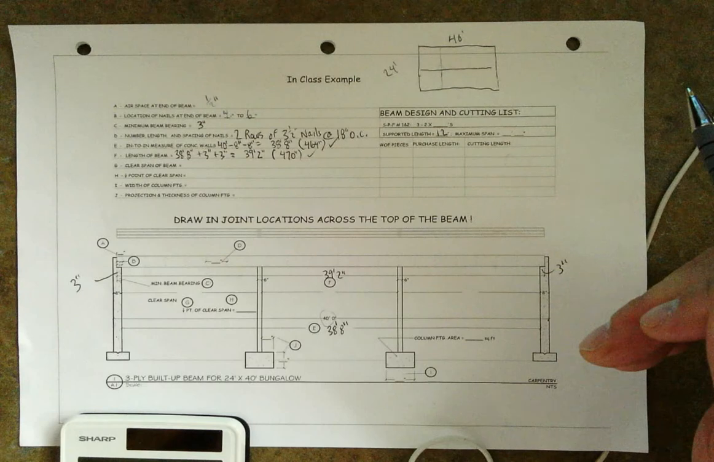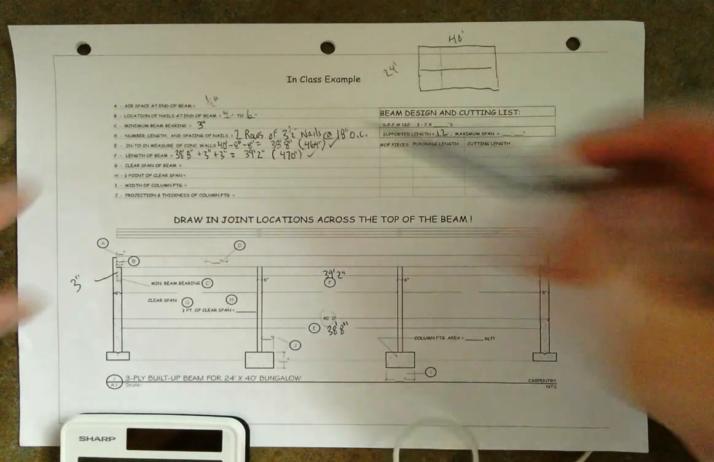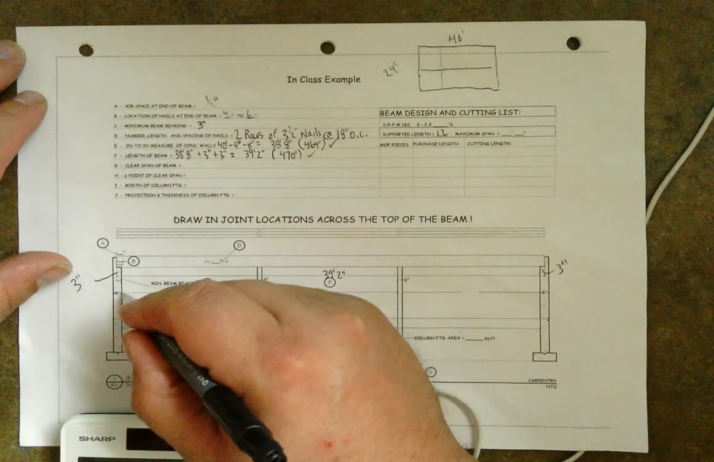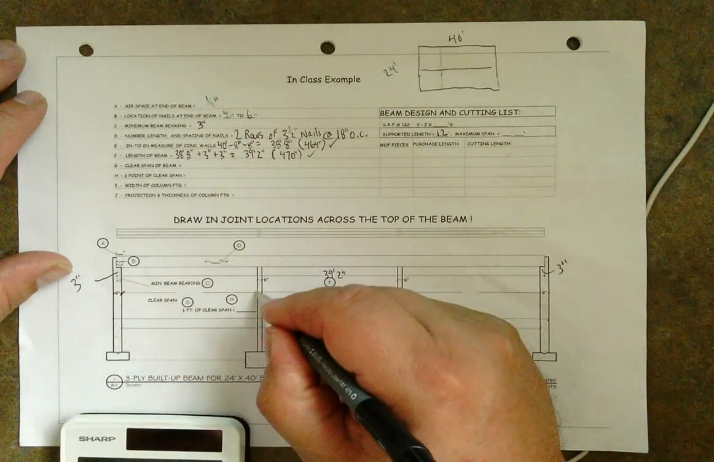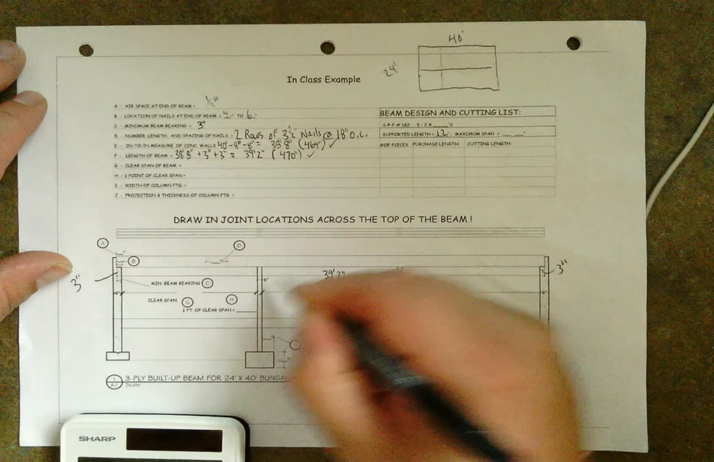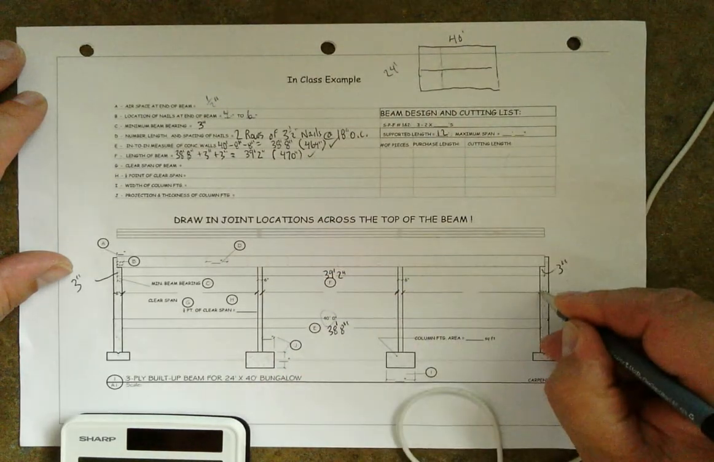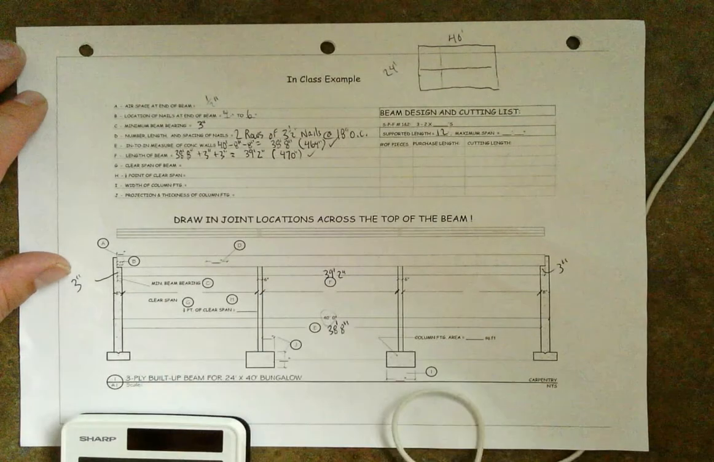Next thing is getting G, the clear span. Clear span. So we know from class that clear span goes from inside a foundation to inside a post. Inside a post to inside a post, and inside a post to inside a foundation. So we actually have 3 clear spans on this building.